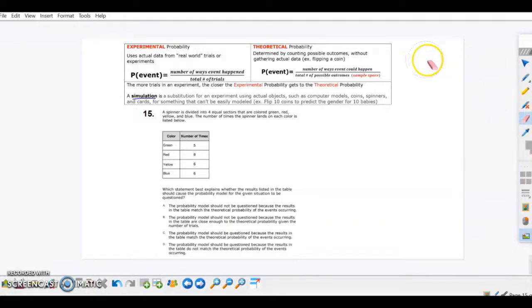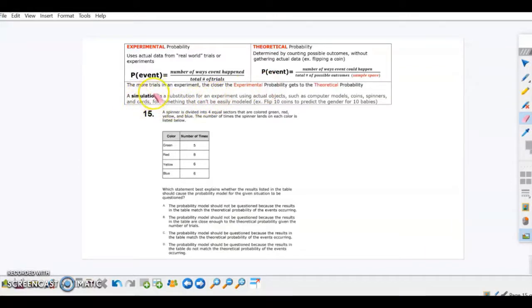A simulation is a substitution for an experiment using actual objects. That could be a computer model. There are tons of computer simulations out there that roll several coins or dice or something like that.